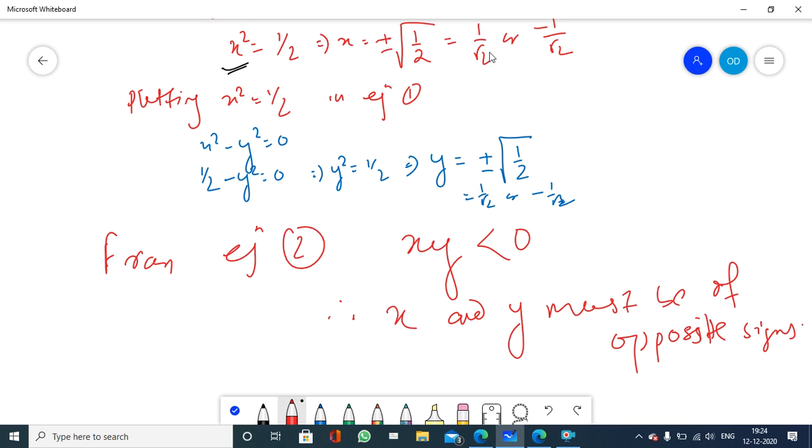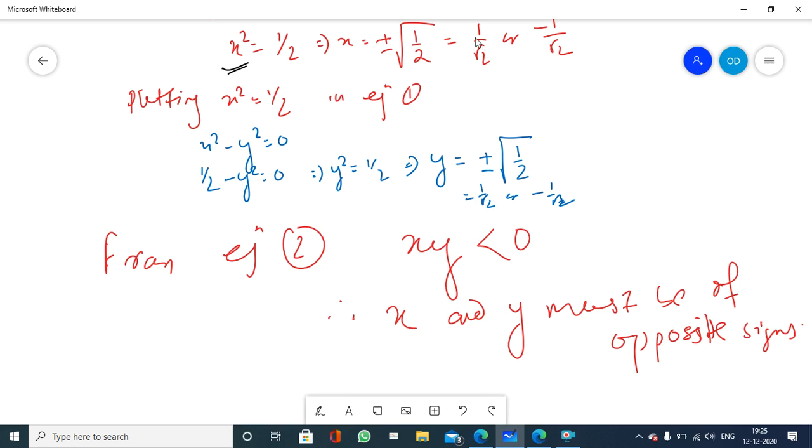Okay, positive value of x will be associated with negative value of y, negative value of x will be associated with positive value of y. Get my point so far? x and y are of opposite sign. Get my point so far?